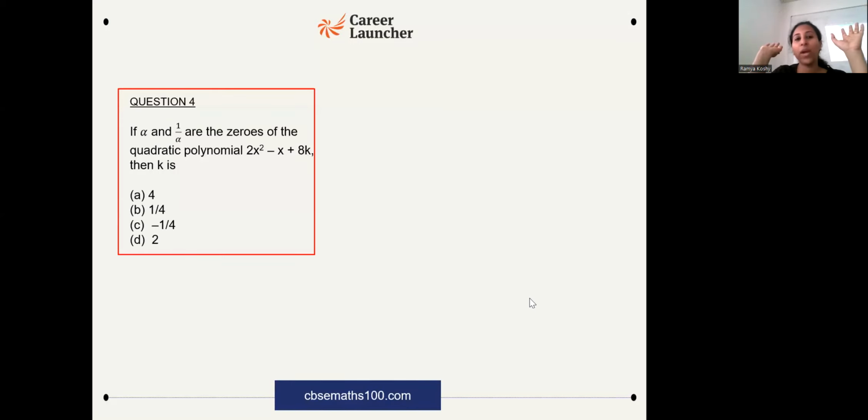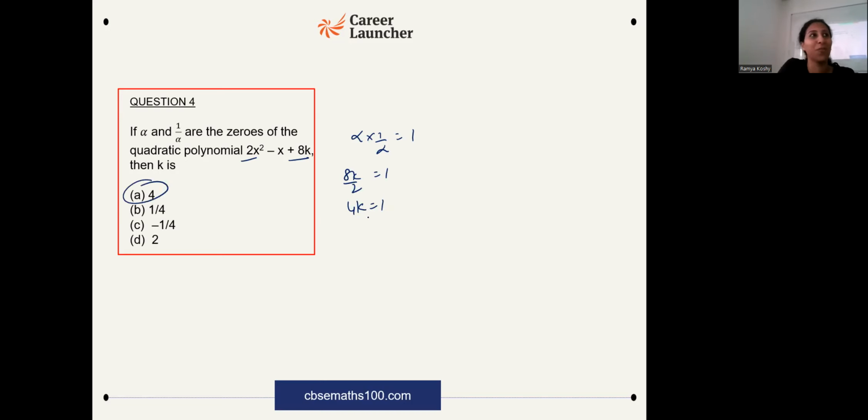In this case, when alpha and 1 by alpha are the zeros, what logic do you use? Product of zeros will be what value? 1. We discussed this yesterday at the end, for those of you who stayed till the end. When you have zeros which are reciprocals of each other, the product of zeros will become 1. So alpha into 1 by alpha is equal to 1, which means the product of zeros is 1. What is the product of zeros? C by A. 8k by 2 is 1, which means 4k is 1.